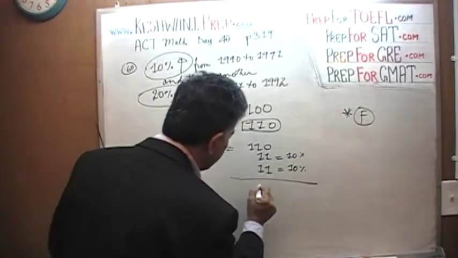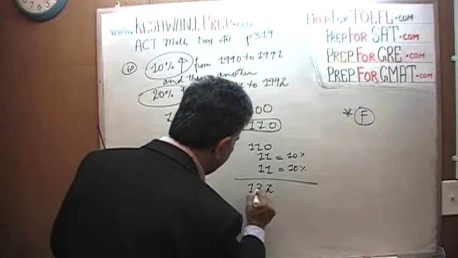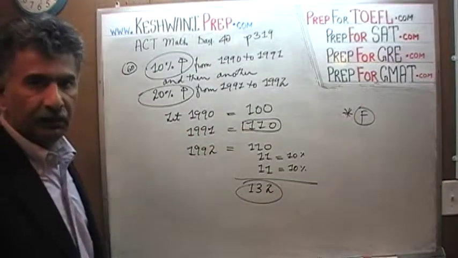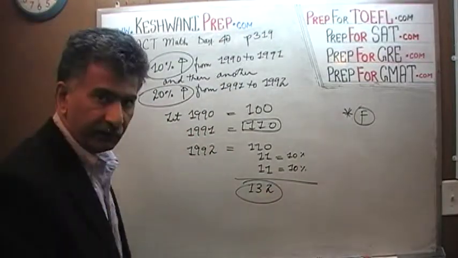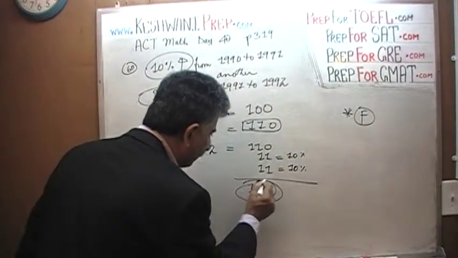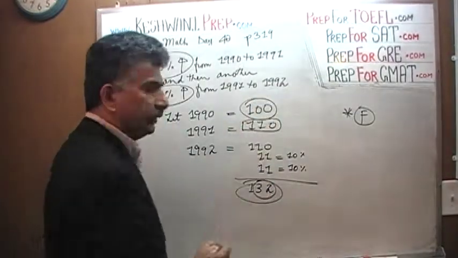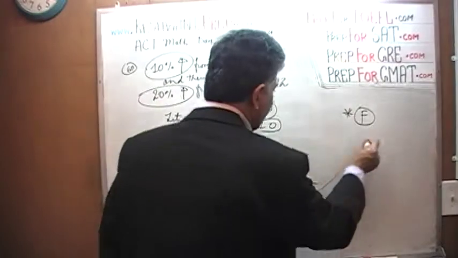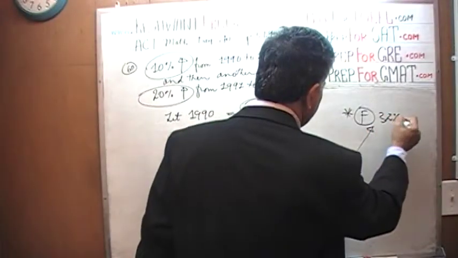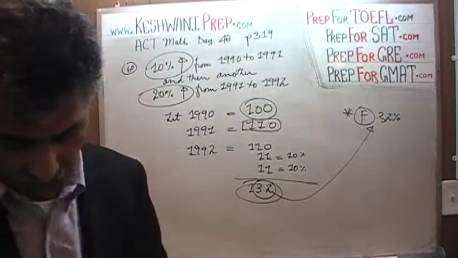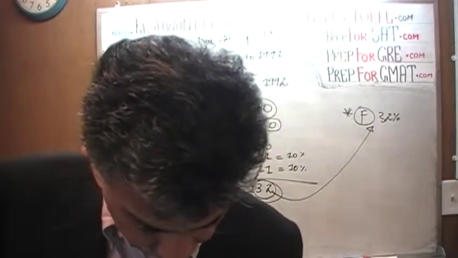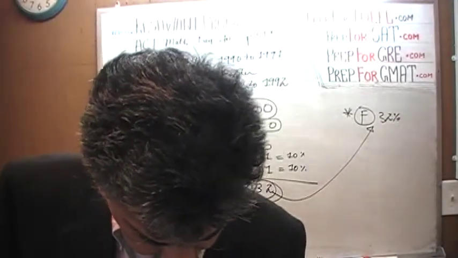And you will see we get 132. The final figure that we get is 32% more than the figure that we started out with. The final figure is 32% more than what we started out with. And that's answer choice F.